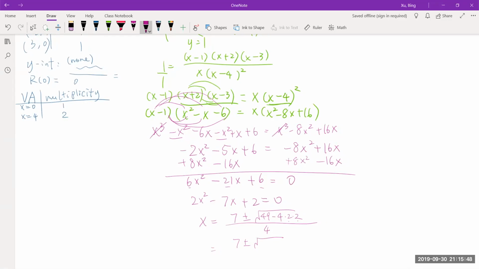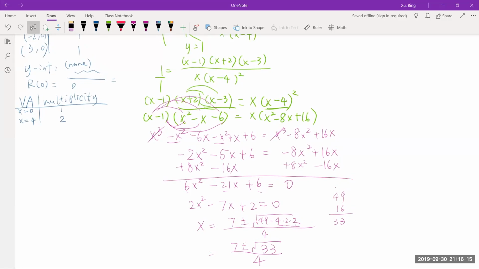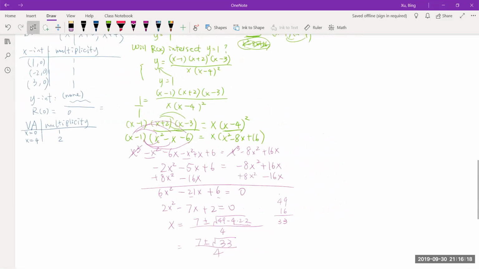So what do I have? 49 minus, what is this number? 16? Some kind of positive number. 33 over 4. Okay, it seems like the two graphs will intersect twice. One is 7 plus square root of 33 divided by 4, the other one is 7 minus square root of 33 divided by 4.